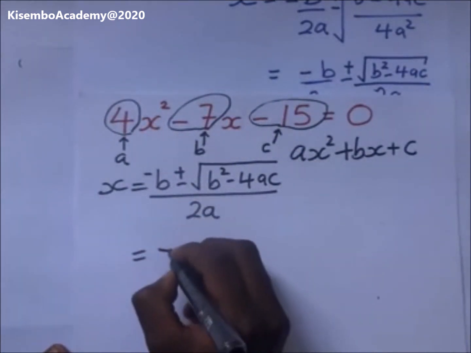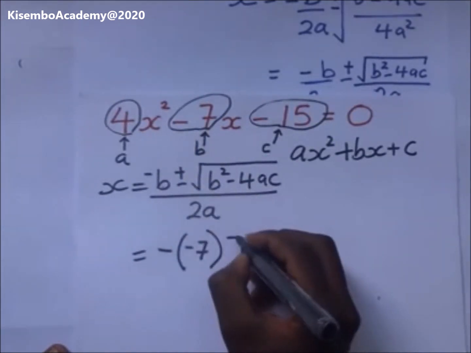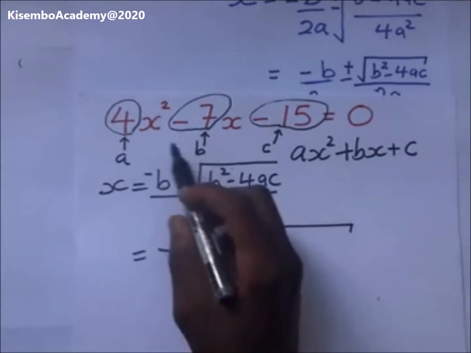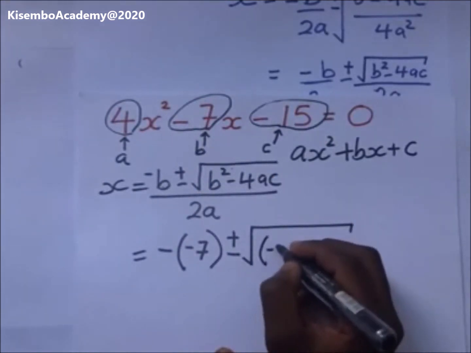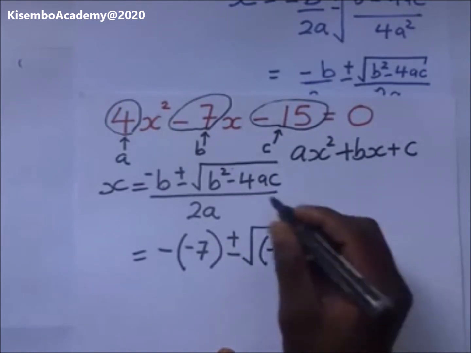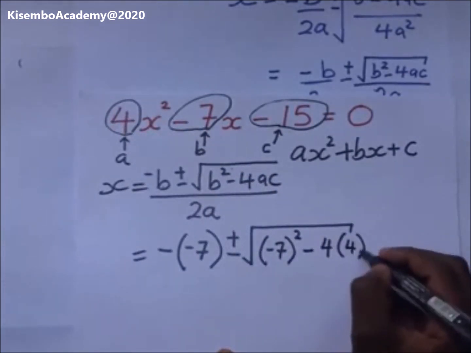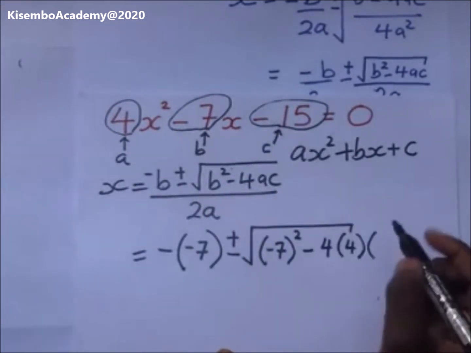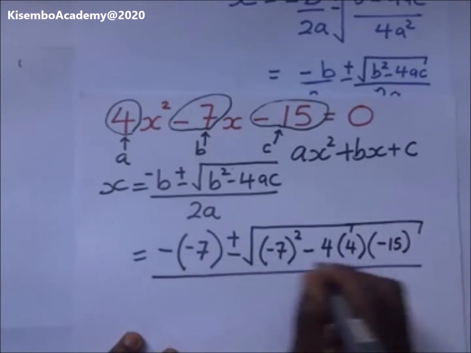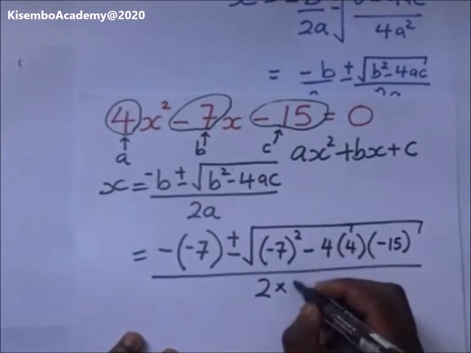Our value of b is negative 7, so negative b is 7, so it's negative, plus or minus the square root of b squared. Our value of b is negative 7, so it's negative 7 squared, minus 4 times our value of a, which is 4, times our value of c, which is negative 15. All this we are supposed to divide by 2a, which is 2 times our value of a, which is 4.